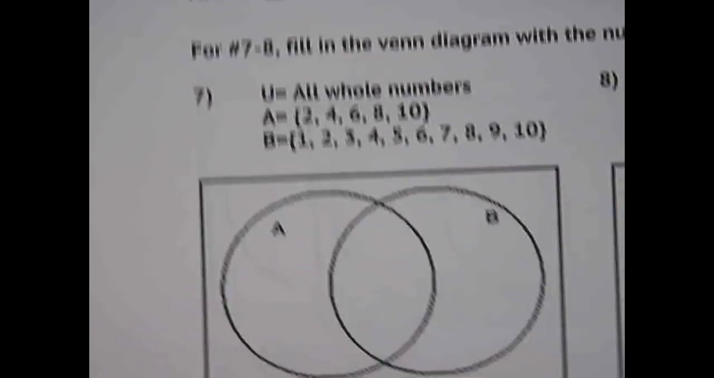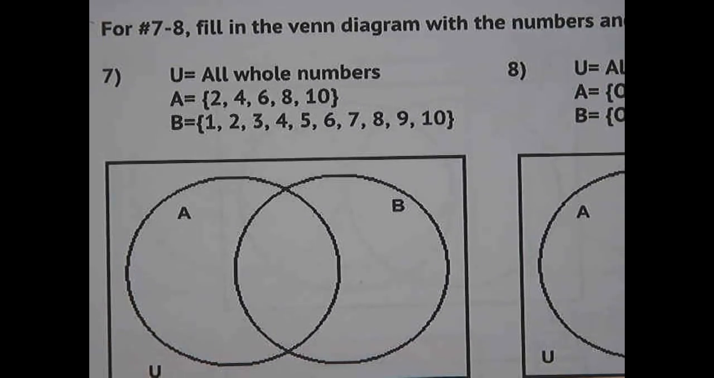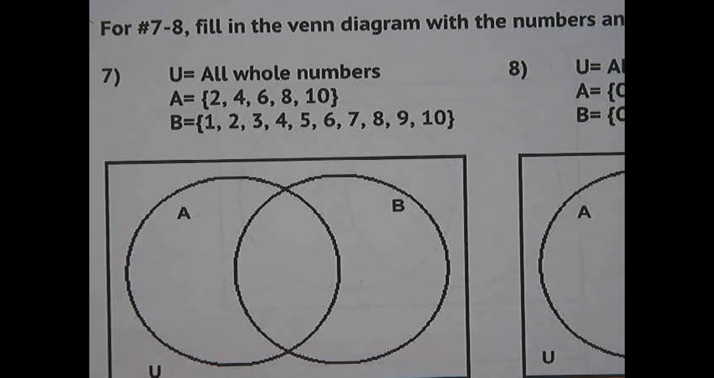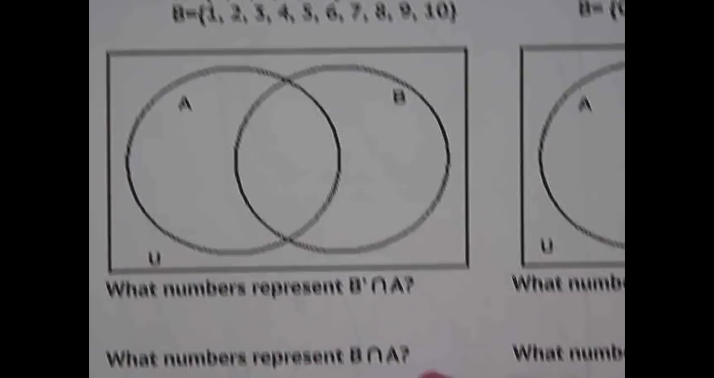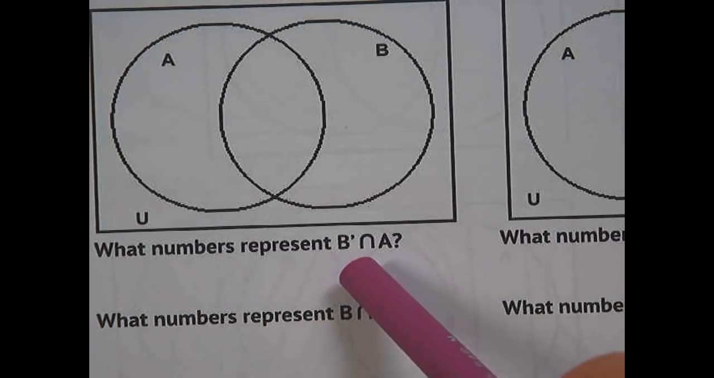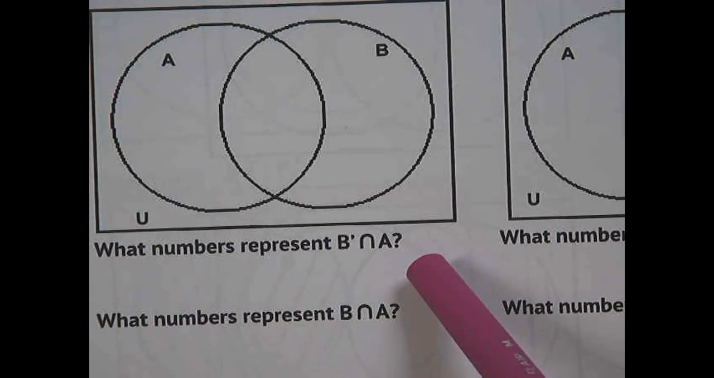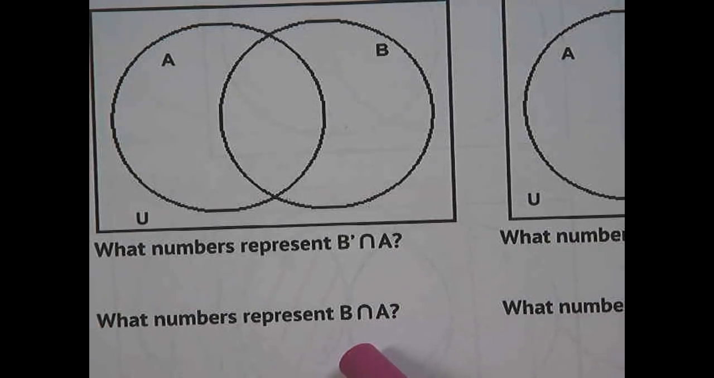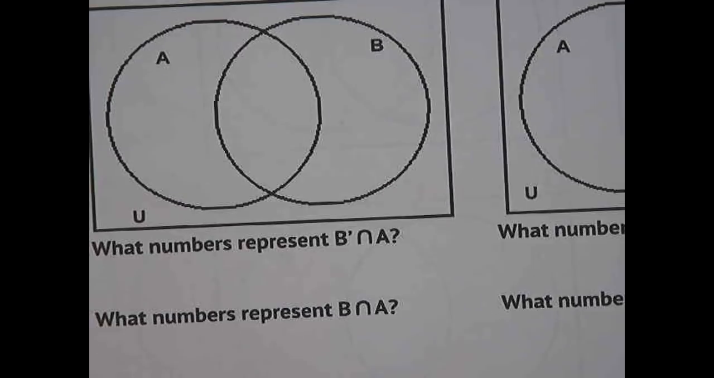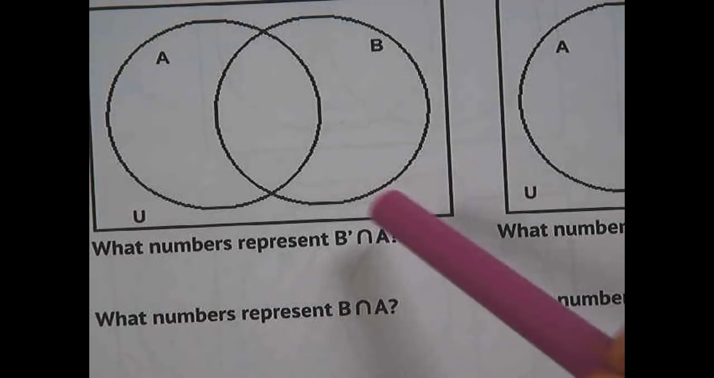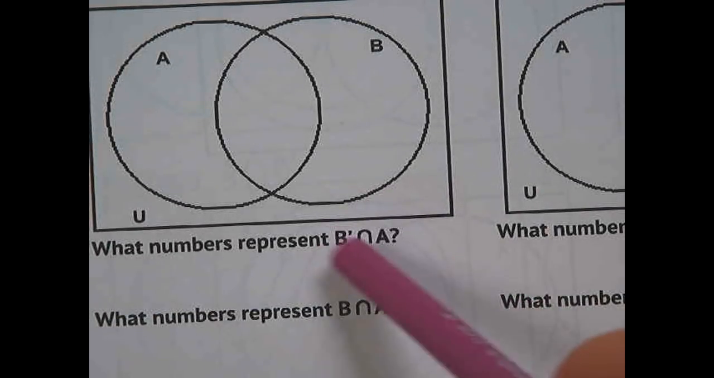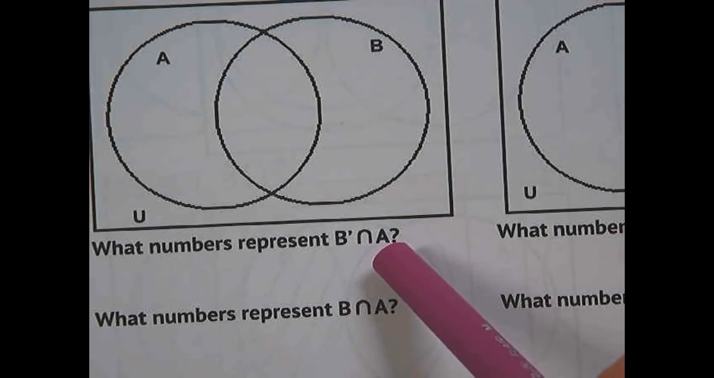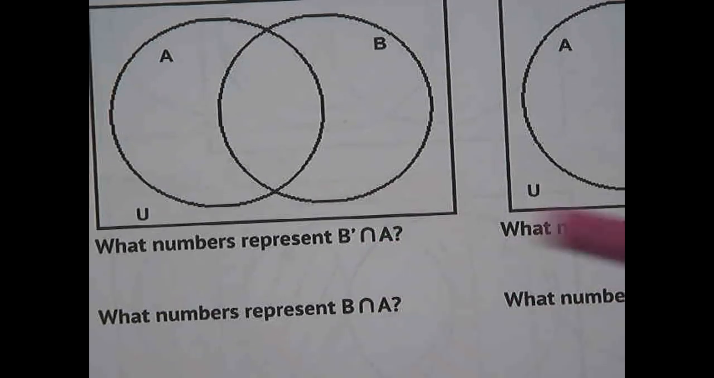And then on the back, there's 2 more problems. For 7 and 8, you're going to fill in the Venn diagram with the numbers and then use it to answer the questions like what numbers represent the complement of B intersected with A, or what numbers represent B intersect A, things like that. It might be helpful if you look back at problems 1 through 6, if you can find where you've already shaded this region, then you can just take down the numbers that are in that region.